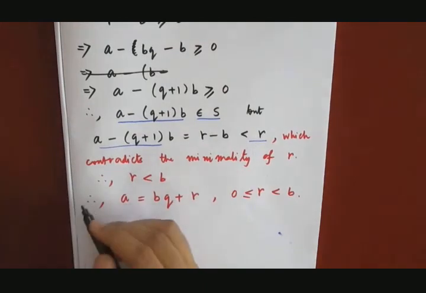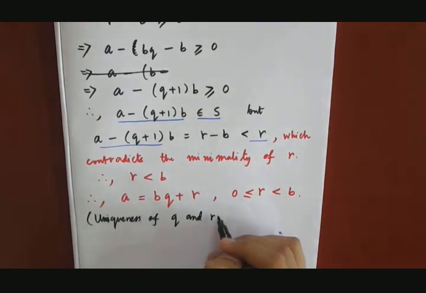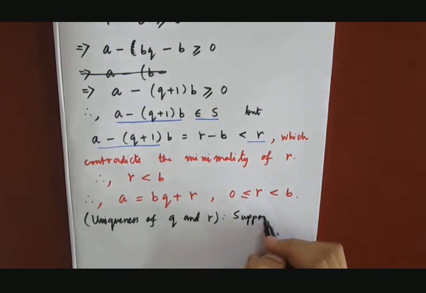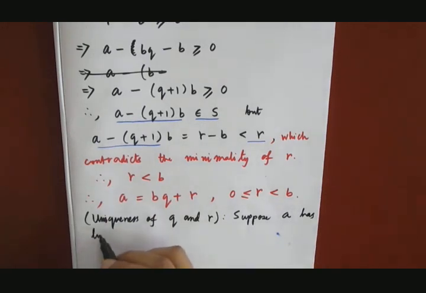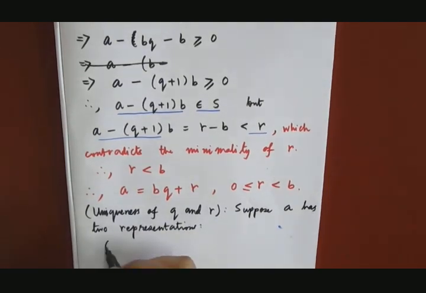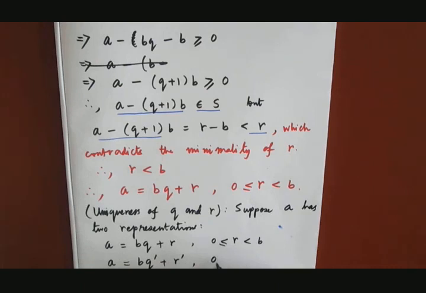Uniqueness of Q and R. So what is the usual way of proving the uniqueness? We assume that suppose there are two values of Q and two values of R satisfying the given relations, then we show that those two values must be the same. So that usual way we'll use: suppose A has two representations. That means A can be written as BQ plus R, where R is greater than or equal to 0 and less than B, and A can be written in the form BQ dashed plus R dashed with 0 less than or equal to R dashed less than B.